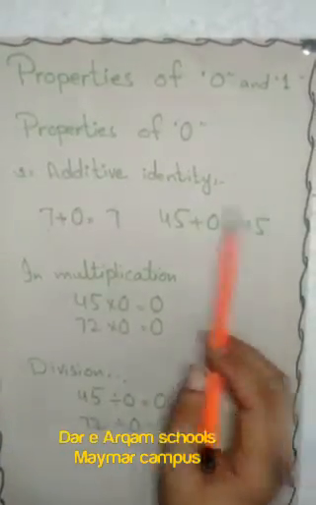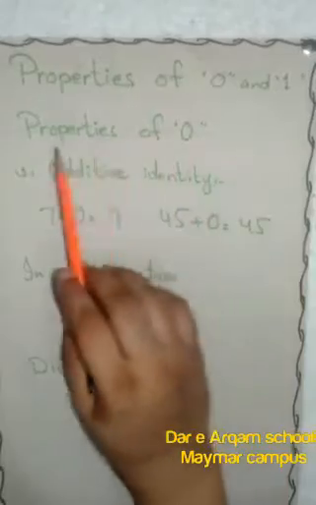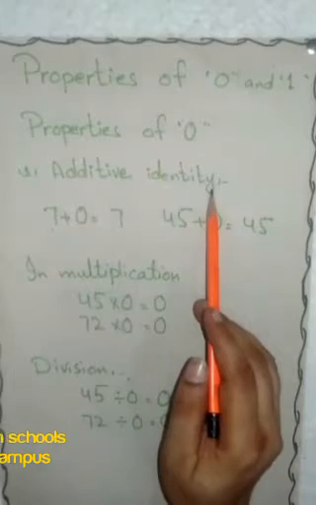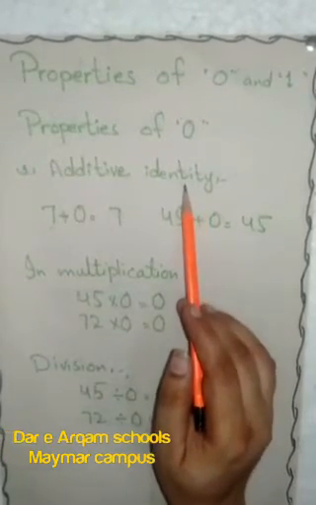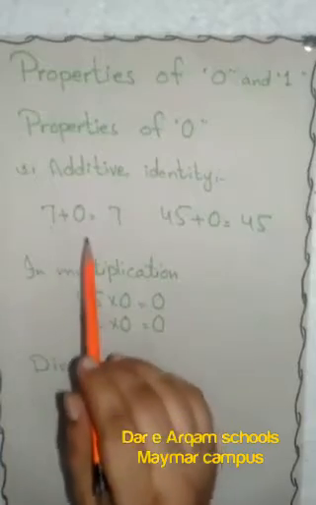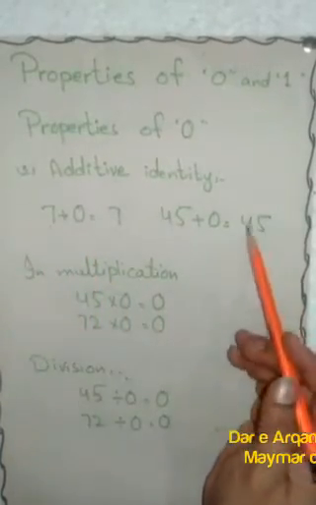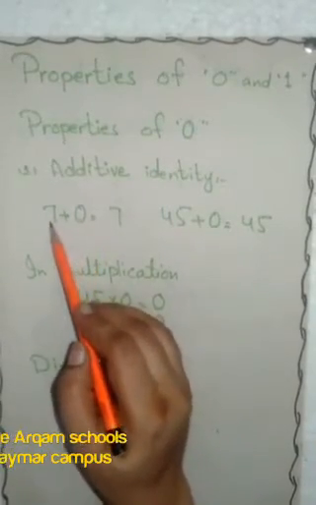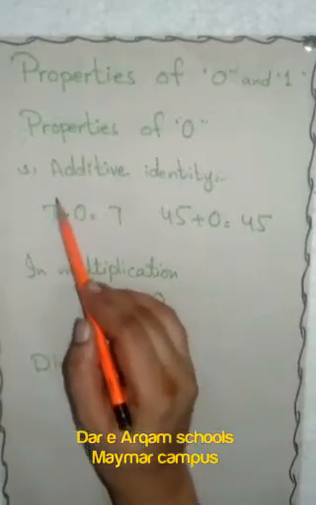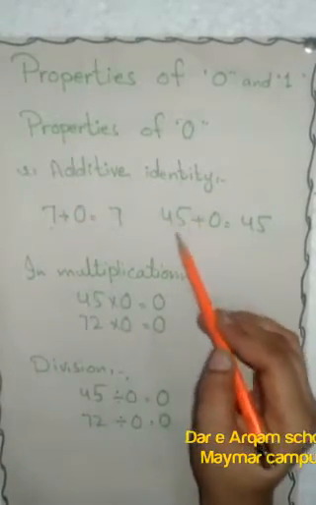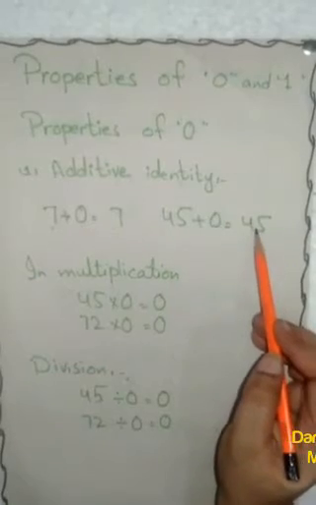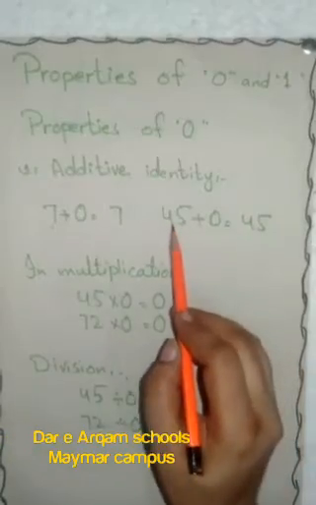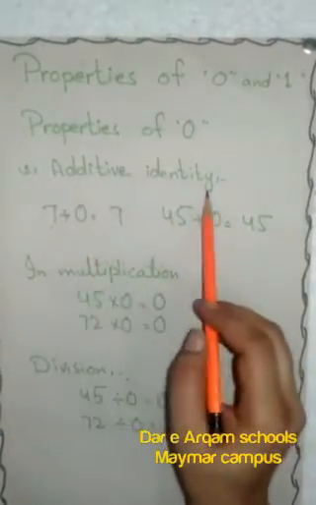Student, now we will learn some properties of 0 and 1. Properties of 0. 0 has only one property, which is additive identity. It means when we add any number with 0, its answer will remain same as that digit. For example, if we add 7 with 0, the answer will remain same as that digit. And if we add 45 with 0, then the answer will remain 45. It means it will remain the digit as it is. 0 has no value in addition, so it has additive identity.